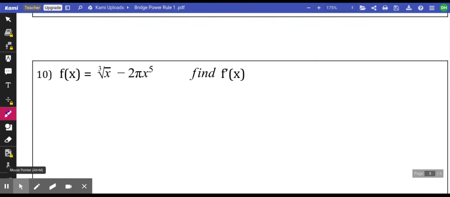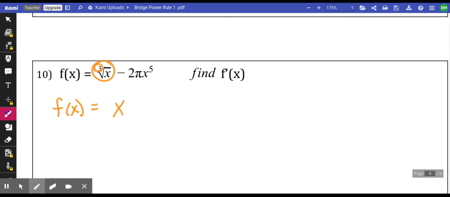Number 10, they give me f of x. They want to find f prime of x. All right, so let's rewrite first because this term does not look like x to a power. So I'm going to rewrite f of x, not calling it f prime yet because this is still f of x. This becomes x to the what power? Well, if this is a cubed root, so again, all of this is from Algebra 2.